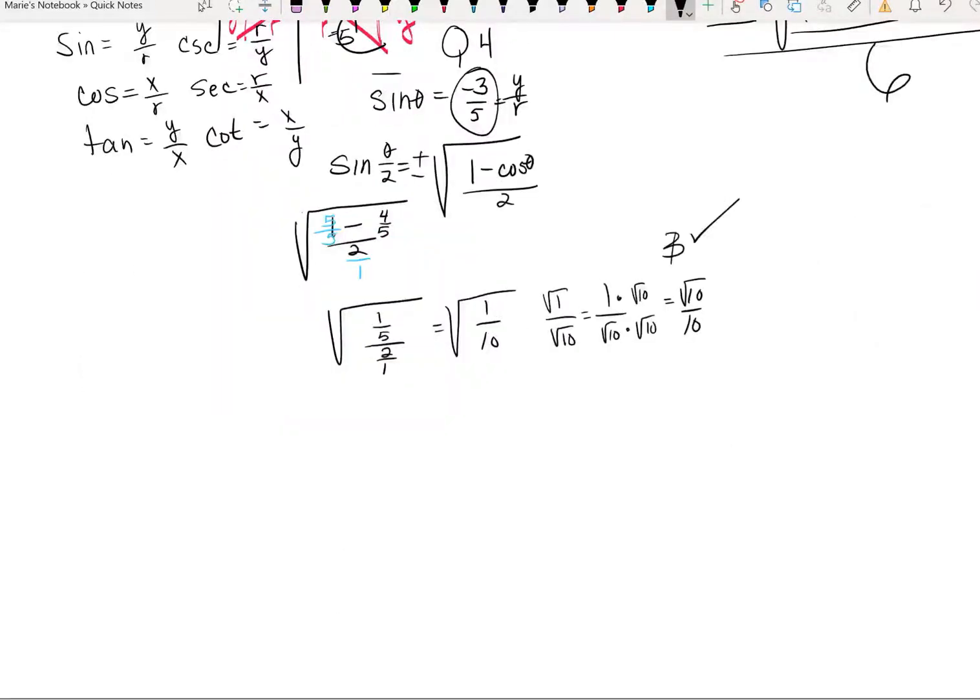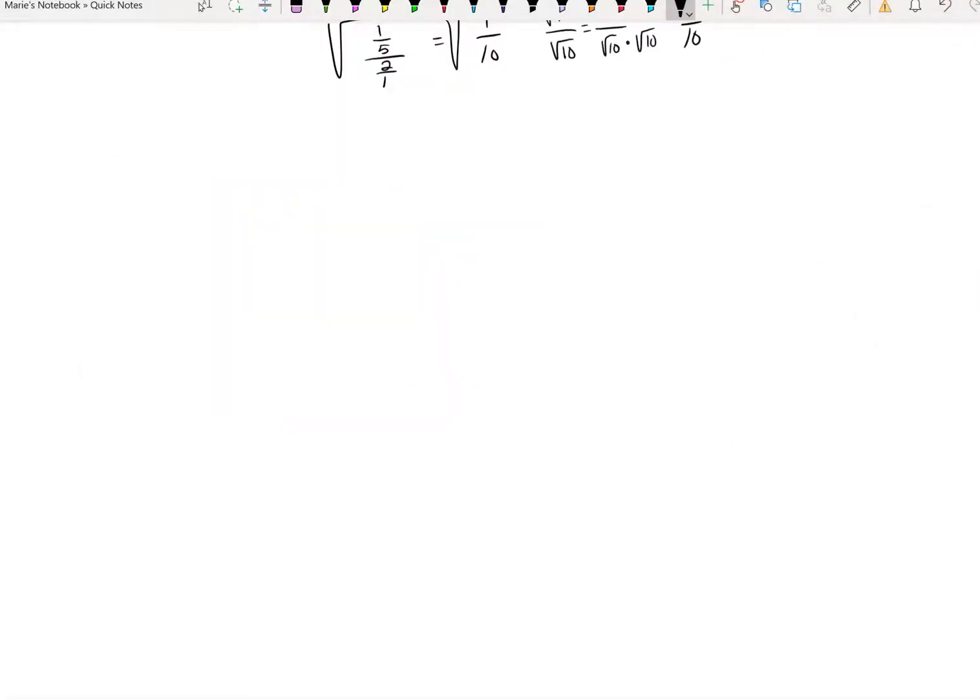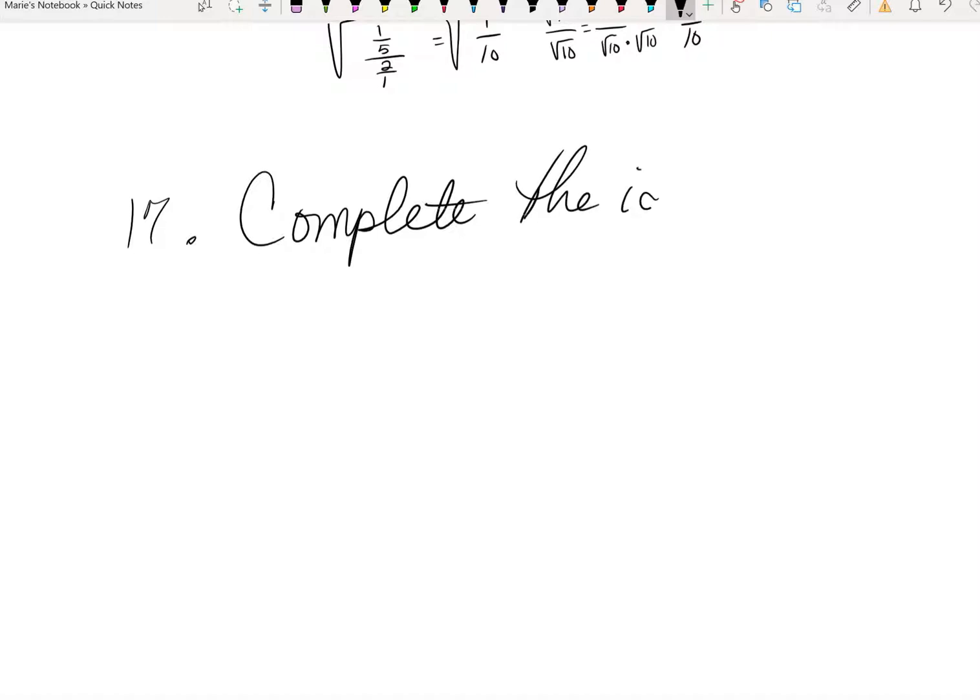So here's number 17. Number 17, the question is, it says complete the identity, which I know you love these. Complete the identity. And they give you, in this case, tan theta over 2 plus cotan theta over 2.